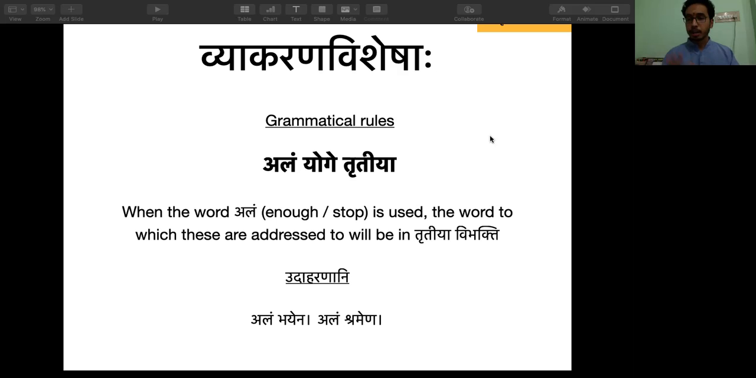Alam shramena, enough of your hard work. So let us say some person is meditating on a god, he wants to get some boons. Once his penance is successful and the god comes, he'll tell, alam shramena, now stop here, enough of your hard work. I'm pleased, so don't do any more hard work. If you want to tell such a usage, then alam shramena. Any doubts in this? Okay. So when you use the word alam, what you're stopping or what you're telling is enough, that will be in Tritiya Vibhakti. Alam bhayena, alam shramena.